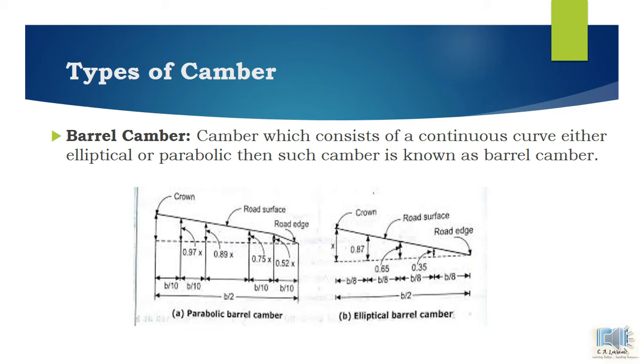Elliptical barrel camber is divided into 3 parts. At B by 8 distance from the road edge, the first height is 0.35 into B by 8. Then the second is 0.65 into B by 8, and the third is 0.87 into B by 8. This type of camber is elliptical barrel camber. So these are the types of camber.